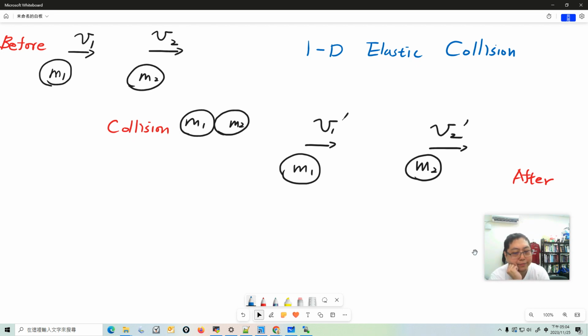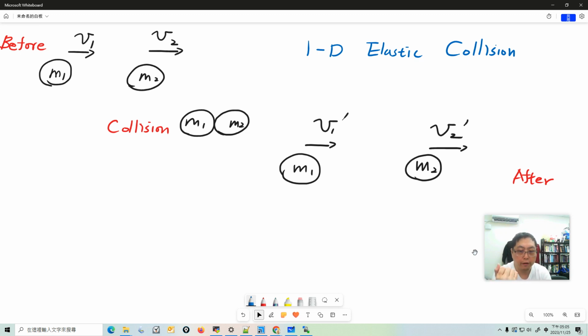Here is a setup for 1D collision and 1D elastic collision. Suppose we have two objects, M1 and M2, moving in the horizontal direction. In a 1D collision, we assume everything moves in a horizontal direction, with no motion in the y or z direction. M1 carries a velocity V1, M2 carries a velocity V2, and suppose they collide with each other. After the collision, what's the velocity of M1 and of M2?